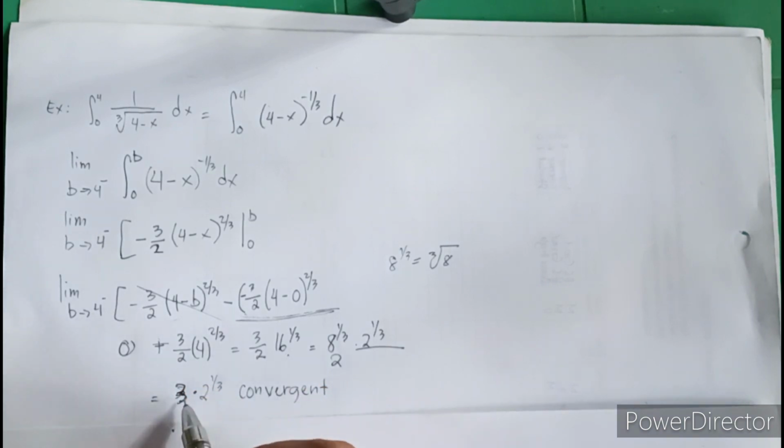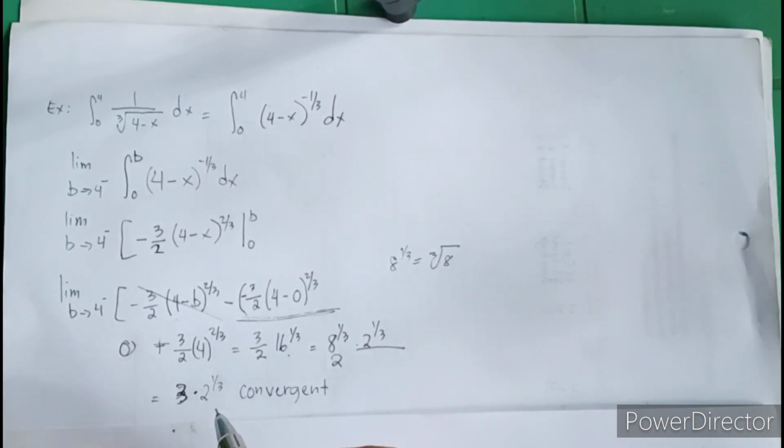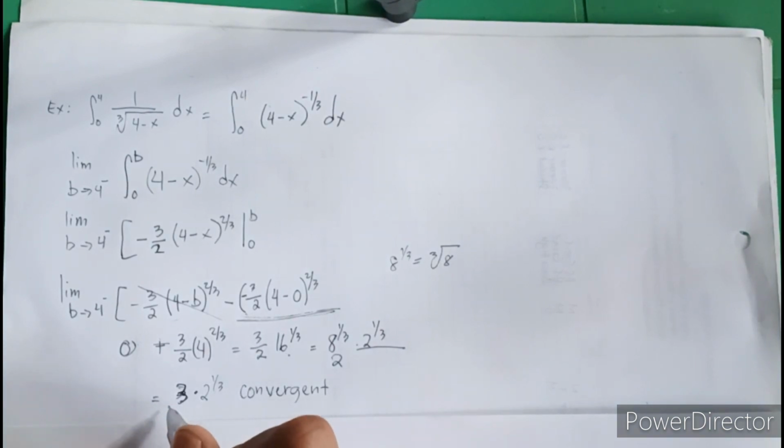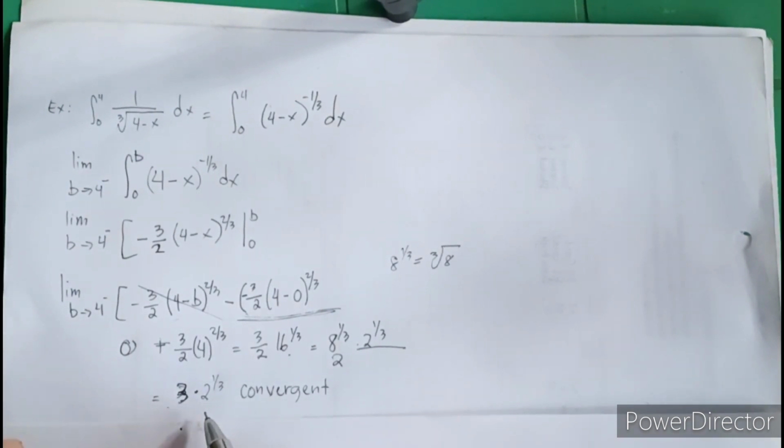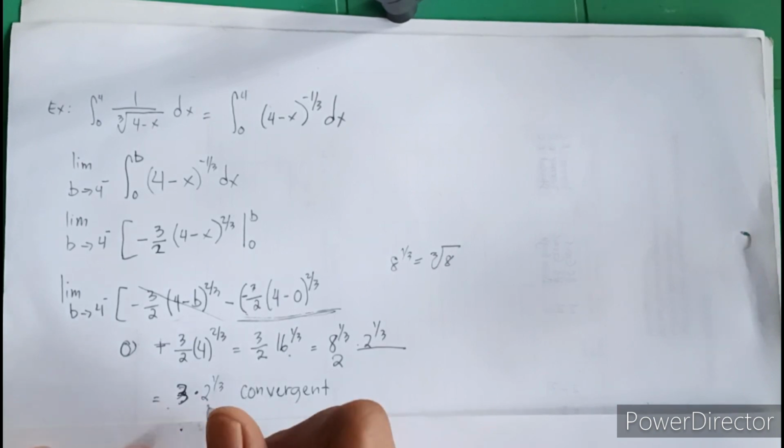So the final answer is 3 times 2 raised to the power of 1 third. Since it is a finite number, the integral is convergent.